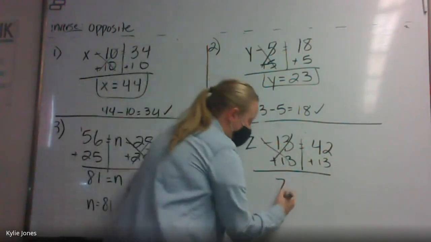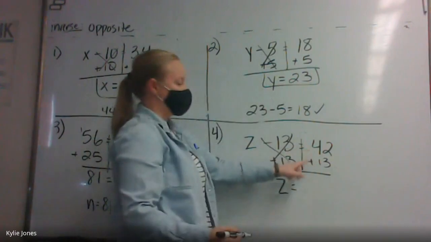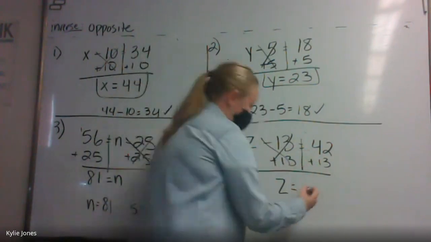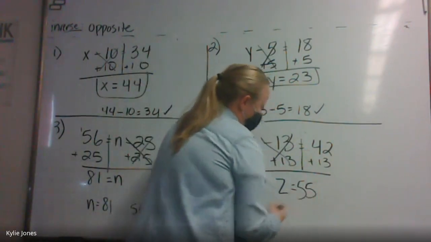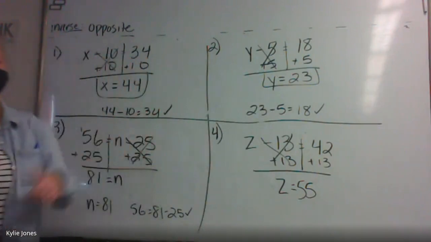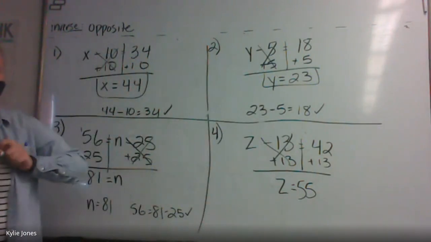So we have z equals 55. Good job, Yoshi. Awesome. All right.